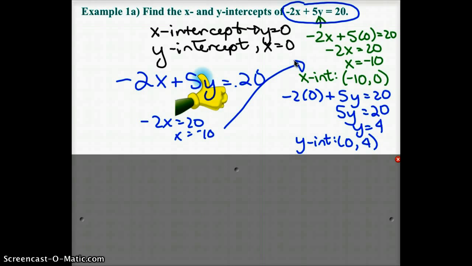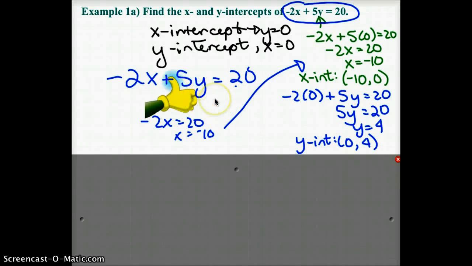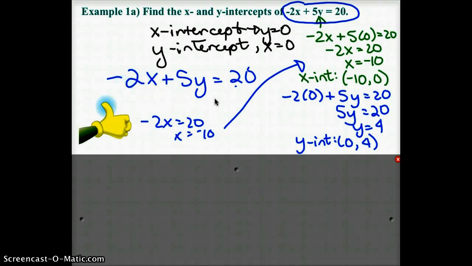I just take one little step away and put my thumb over it, and there it's gone. Then to find the y-intercept, that time x is going to be gone, so I take it away. Goodbye, x, and now I just have 5y equals 20, so y equals 4. Most of the time I try to do this in my head as much as possible.